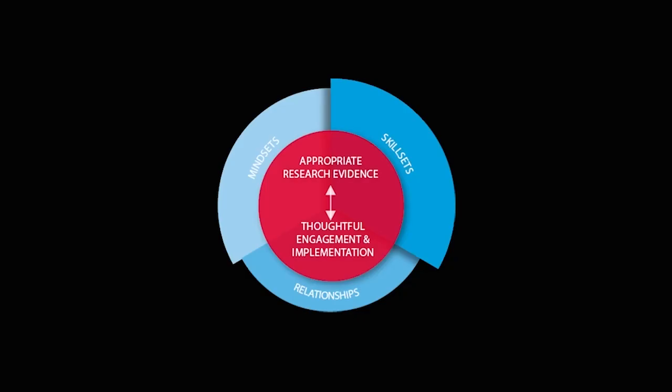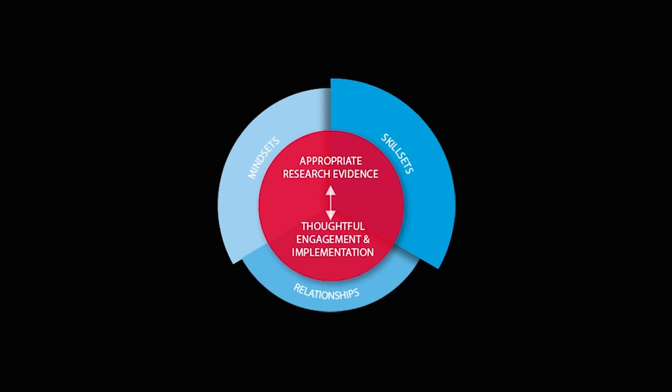So appropriate is about how research needs to be not just methodologically rigorous, but also appropriate for the context and the issue at hand and the intended use. And thoughtful is about the idea that research doesn't tell us what to do. It's a resource for thinking. So we need to actively make sense of it and work out if and how we might use it in our context.